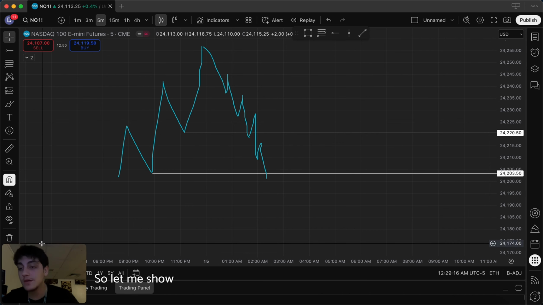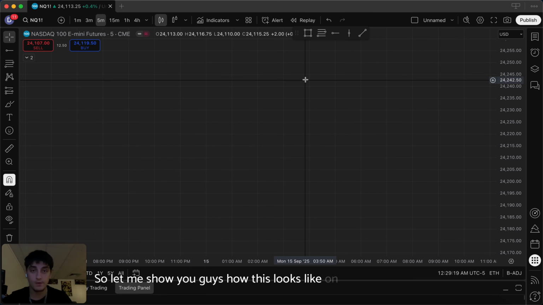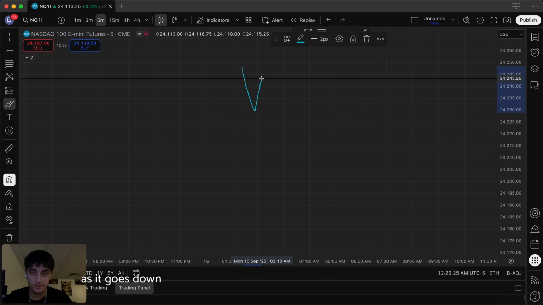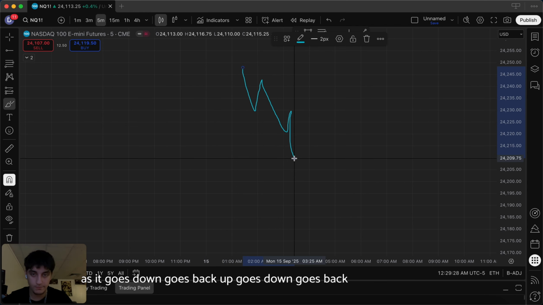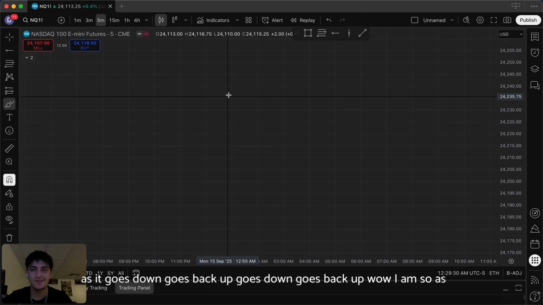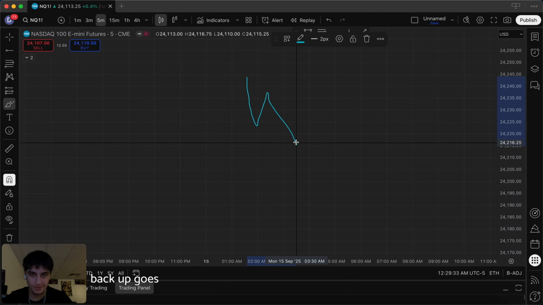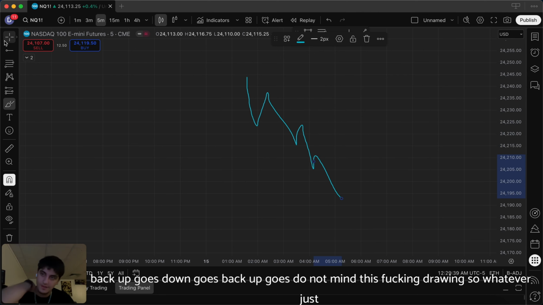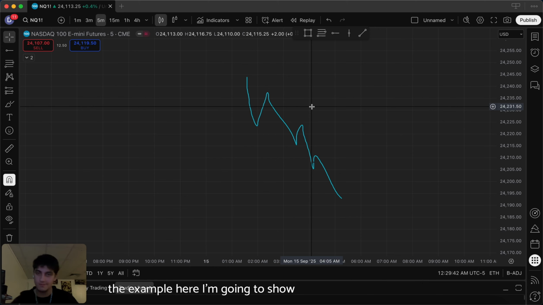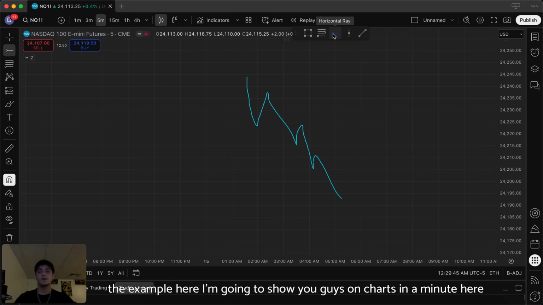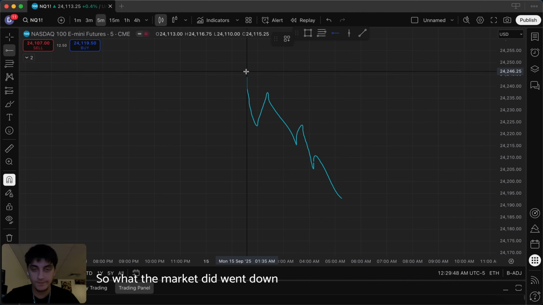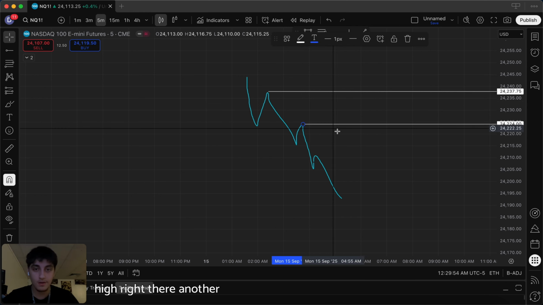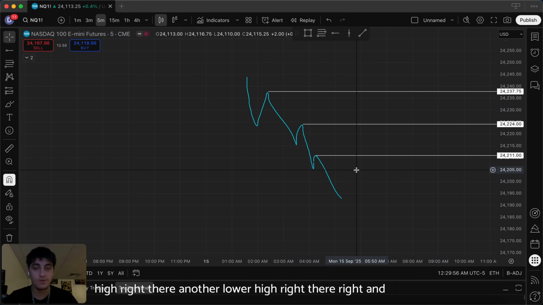So let me show you guys how this looks on a bearish order flow. The market goes down, goes back up, goes down, goes back up. Wow, I am so bad at drawing. Do not mind this drawing, it's just an example here. I'm gonna show you guys on charts in a minute. So the market went down, went back up, and created lower highs. That's one lower high right there, another lower high right there, and another lower high right there, right?